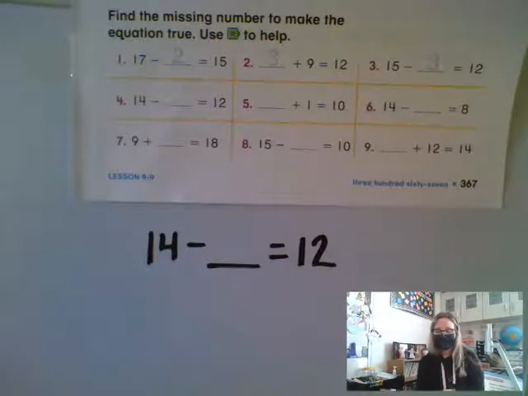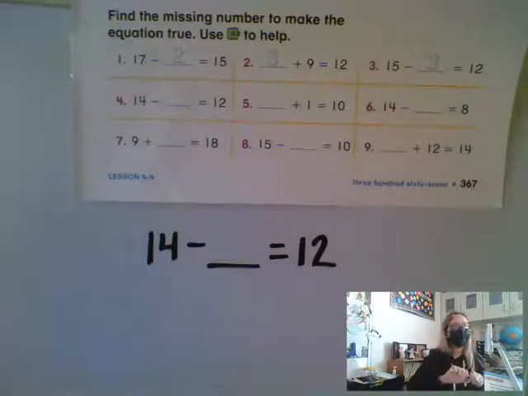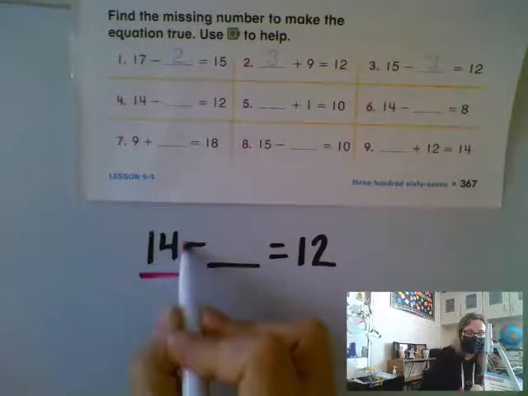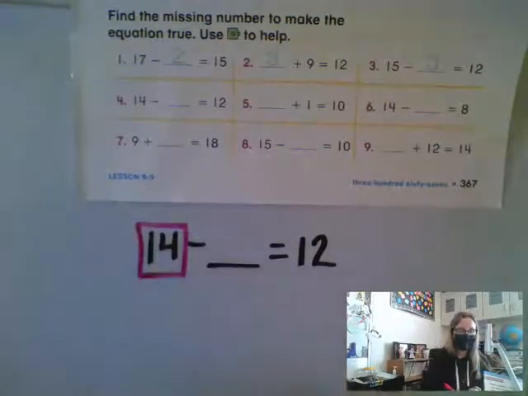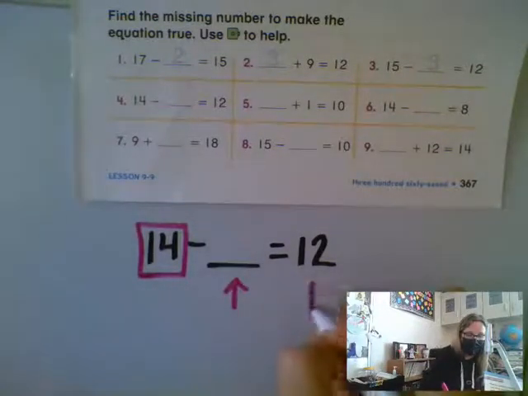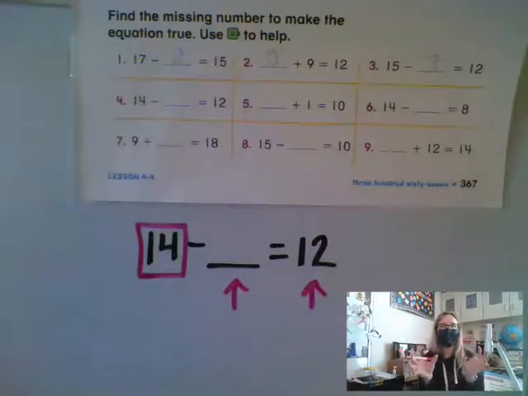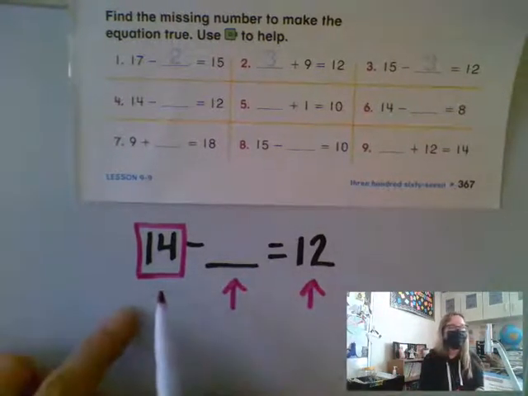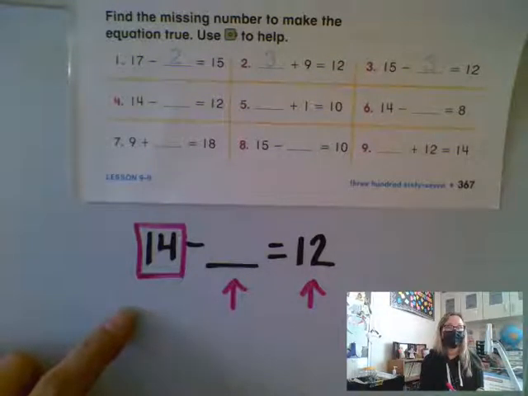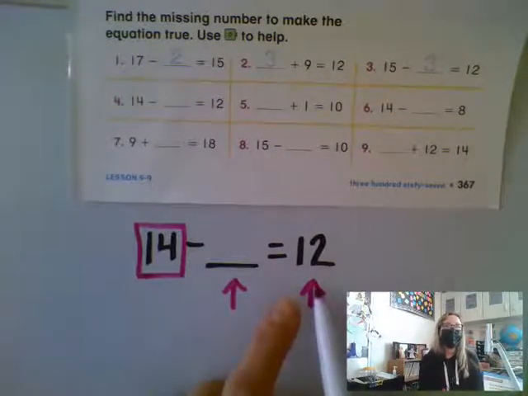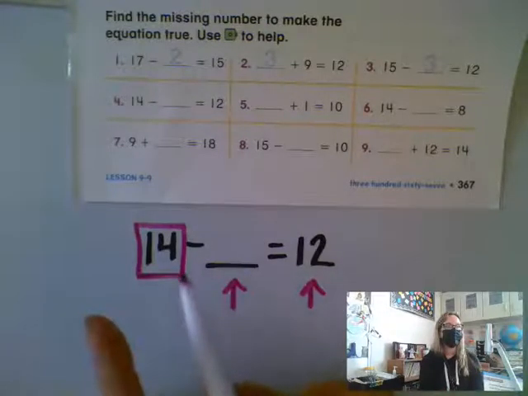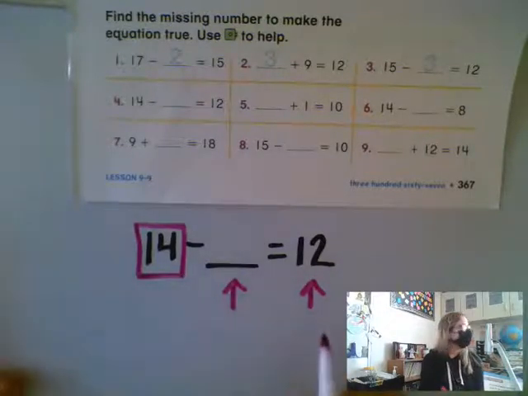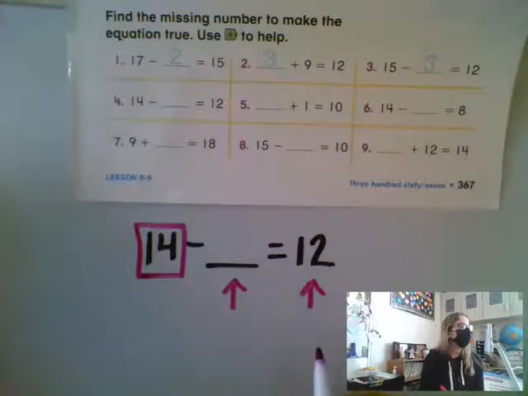Noah, I know in a subtraction problem that this is my whole. This is my big number, right? And these numbers are my two parts, yes? So if I need 14 all together, and I already have 12, how many more do I need to get to 14? Well, let's start at 12 and count up and see how many it takes to get to 14.